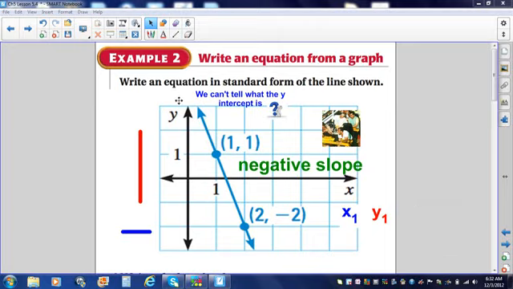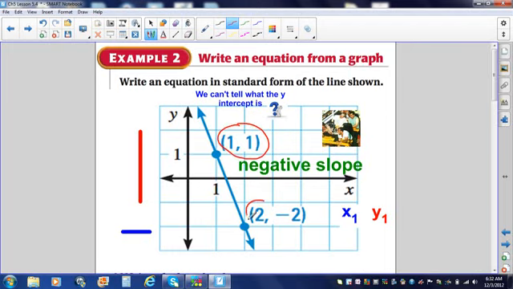If you would, on your graph paper, I would like you to graph this line. Go to 1, 1, put a dot. Go to 2, -2, put a dot, and draw yourself a line.